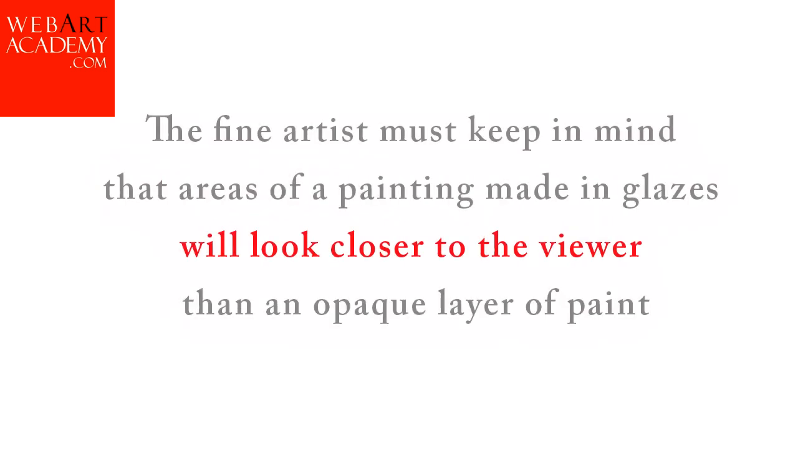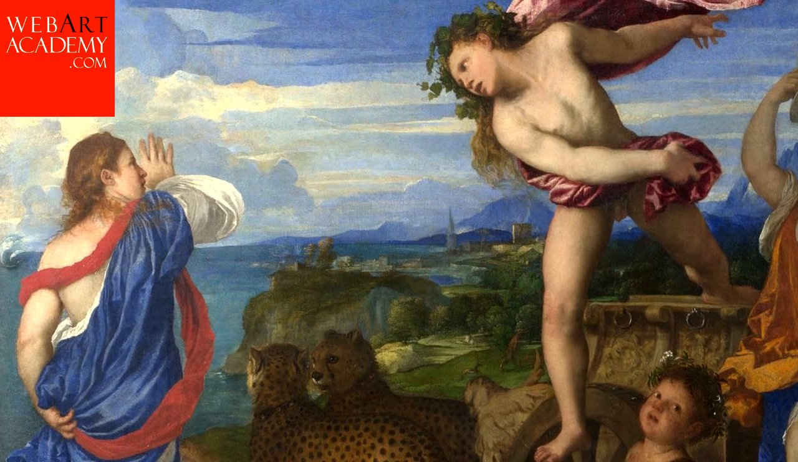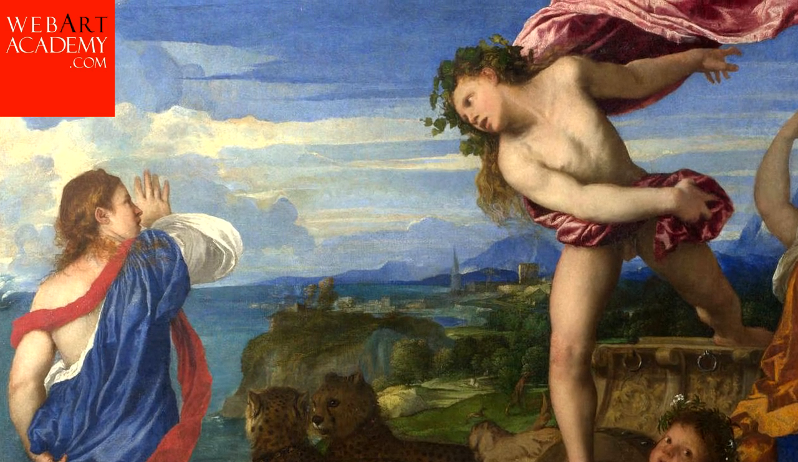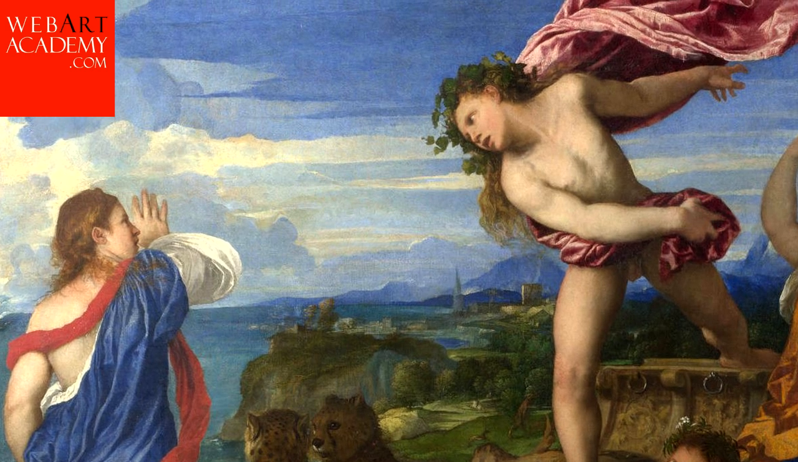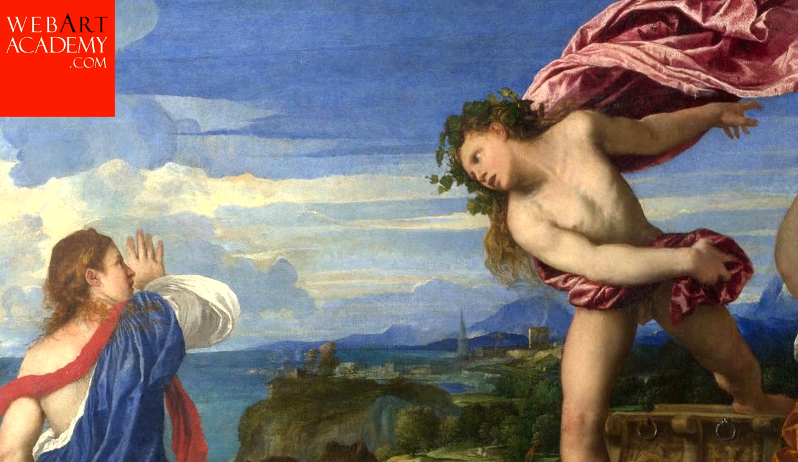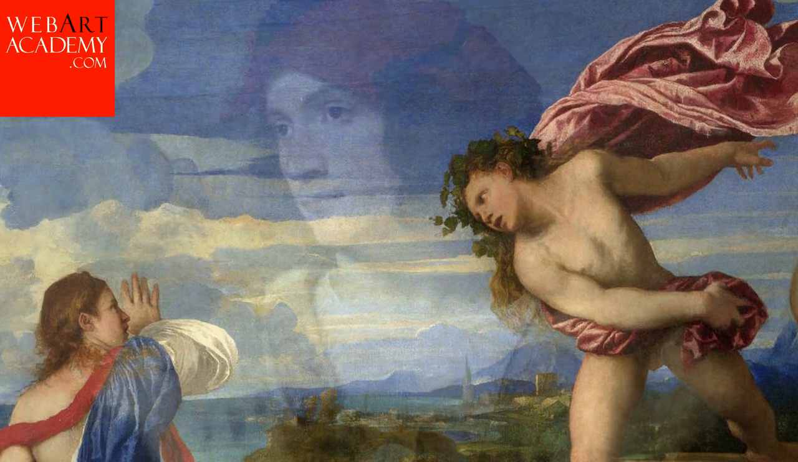The fine artist must keep in mind that areas of a painting made in glazes will look closer to the viewer than an opaque layer of paint. This is because the light reflects differently from the opaque layer than when it travels through one or several layers of glaze. According to this rule, the artist tends to paint in glazing those objects that are on the foreground, leaving the background opaque. That is why the sky looks more believable and realistic when painted opaque, without glazing.